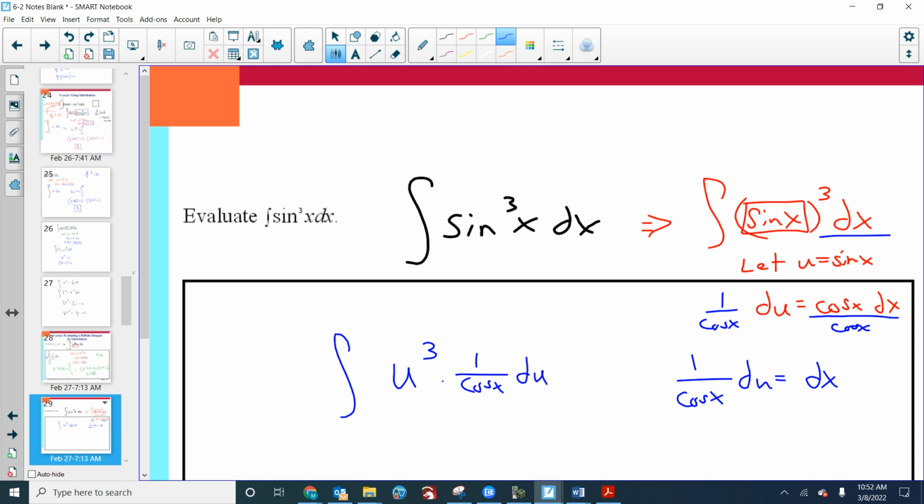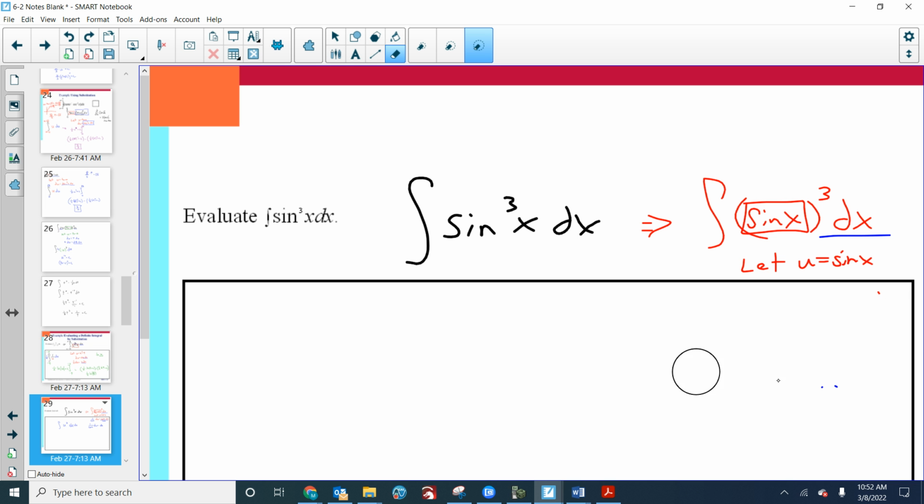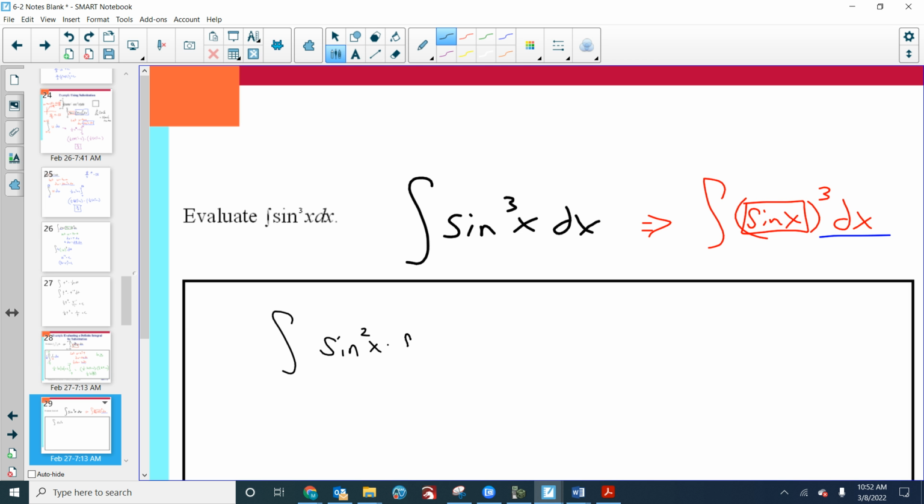Does anyone have any ideas on how to approach this one? Great. I'm glad Mr. Delap prepared you for this. Trig identities. So isn't this a sine squared x times a sine of x dx? Isn't it sine cubed? It's a sine squared times a sine.